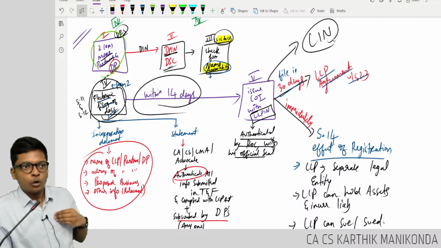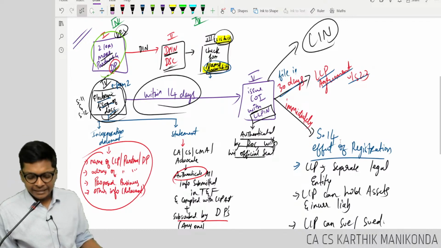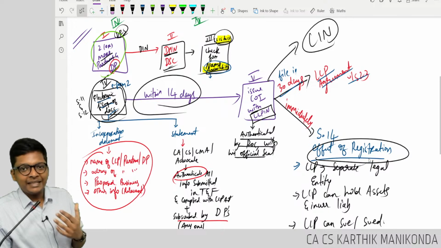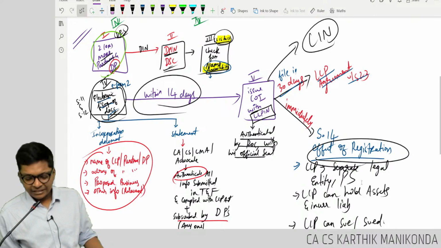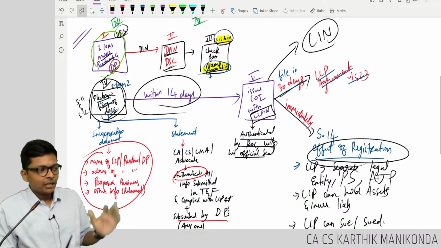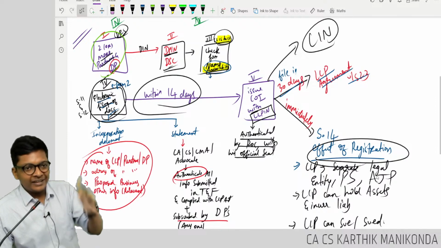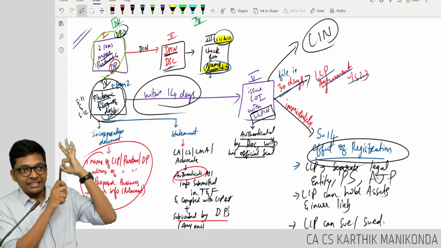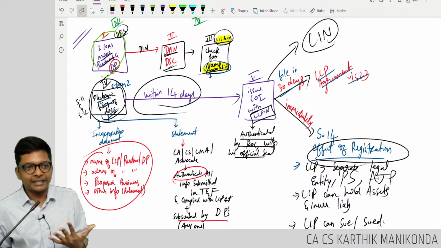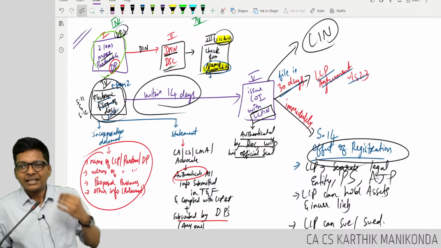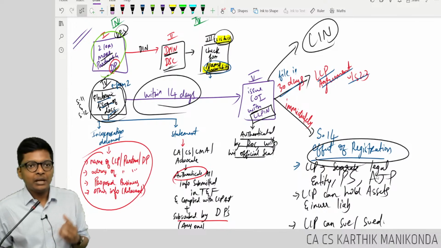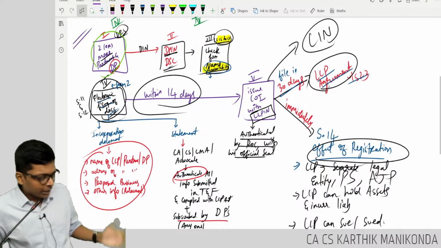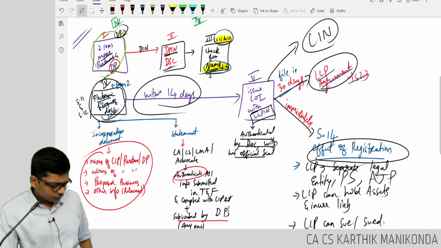Are you following? Once you get that, immediately it leads to effect of registration, where LLP is a separate legal entity. It has perpetual succession, all that, artificial juridical person, all those features of LLP will come. LLP has limited liability, separate legal entity. That first stage of features, all that becomes activated now. You can hold assets, incur liabilities, sue and be sued, and within 30 days, make LLP agreement and file with ROC. Are you guys following?